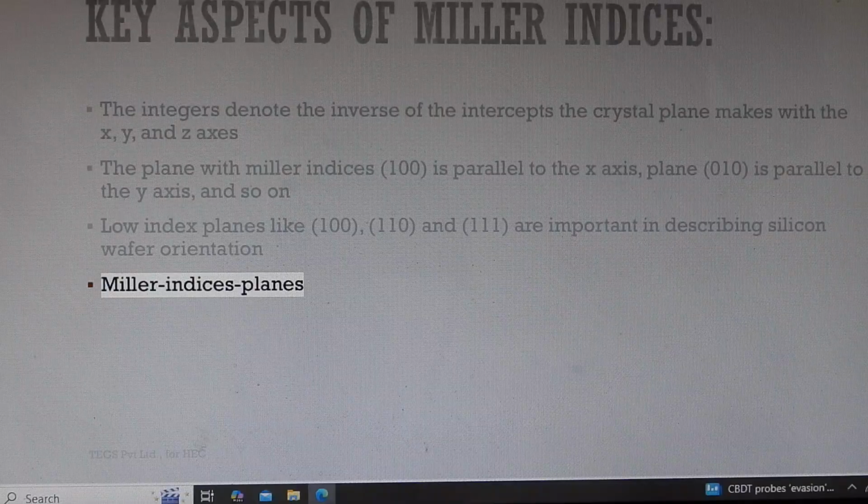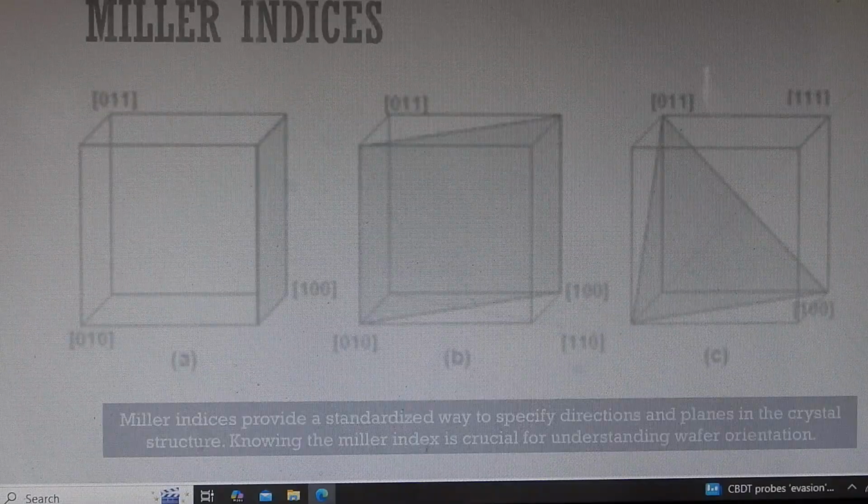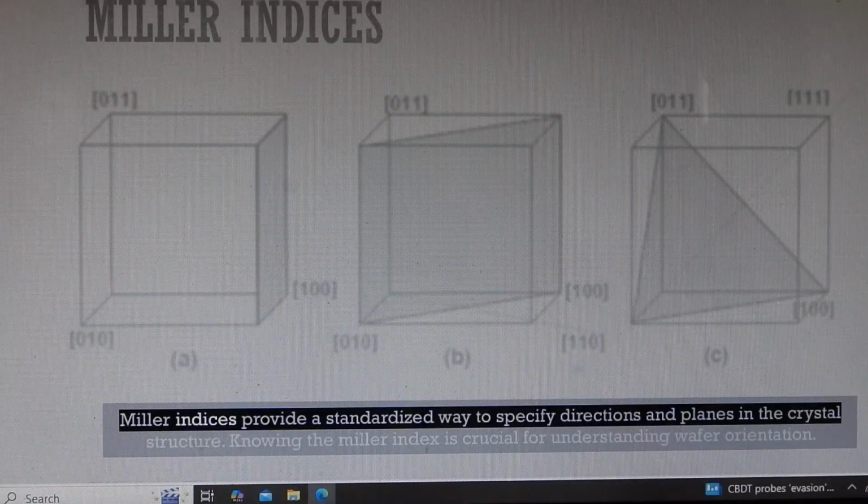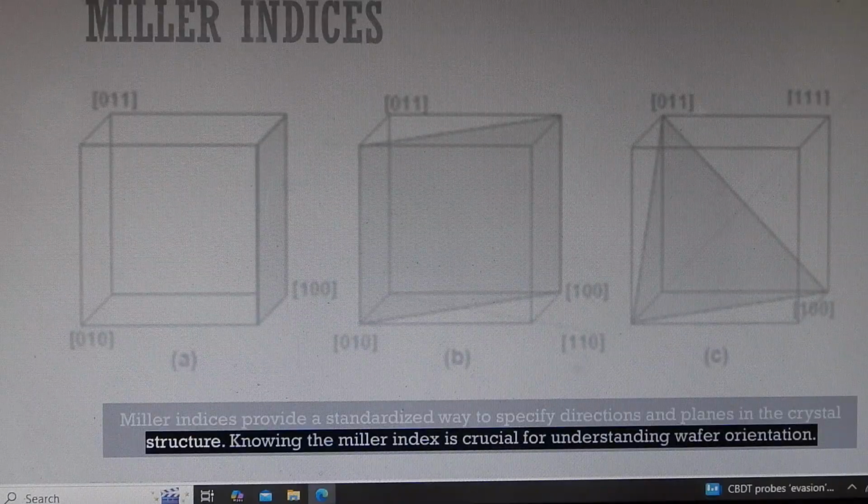Miller indices planes. Miller indices provide a standardized way to specify directions and planes in the crystal structure. Knowing the Miller index is crucial for understanding wafer orientation.